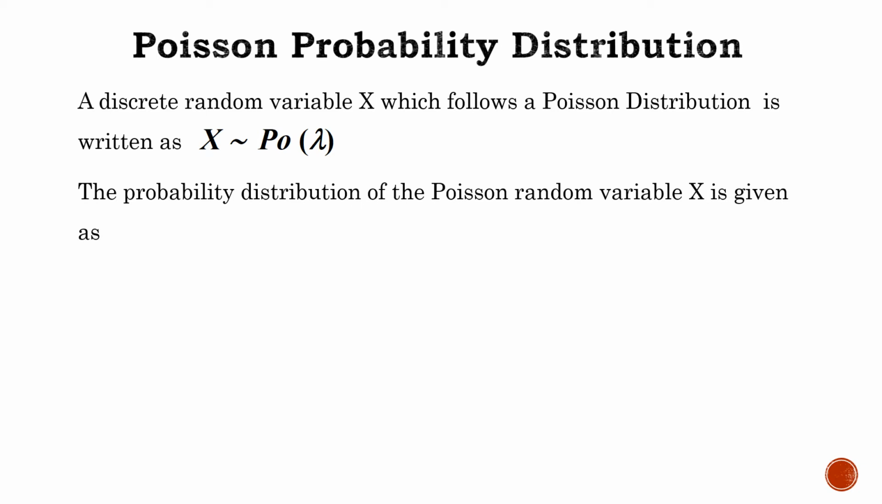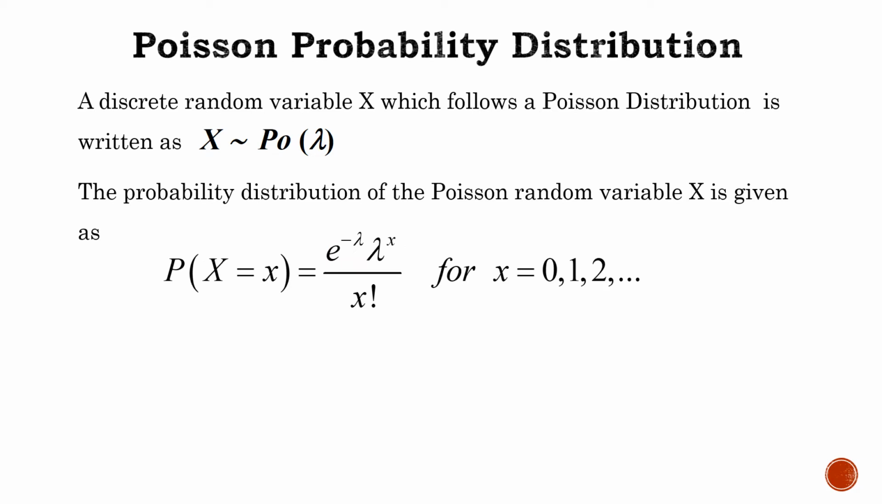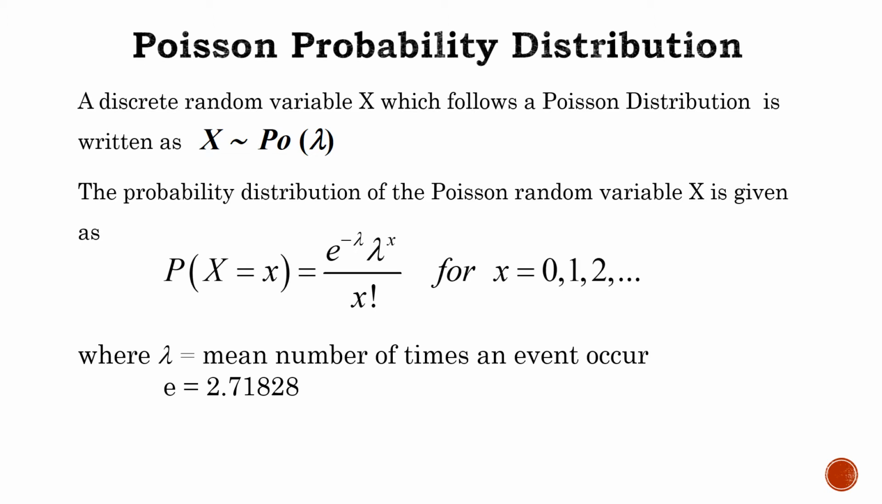Thus, the probability distribution of the Poisson random variable X is given as: the probability for little x to occur, P(X = x), is e to the power of negative lambda times lambda to the power of x divided by x factorial, for x = 0, 1, 2 onwards. So remember, your lambda means the mean number of times an event occurs, and e, the Euler number, takes the value 2.71828.